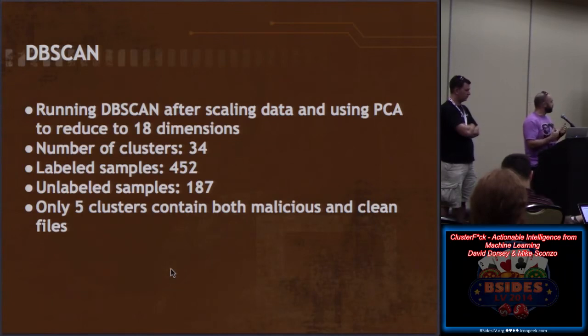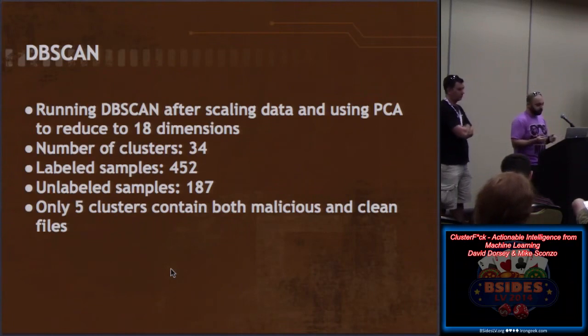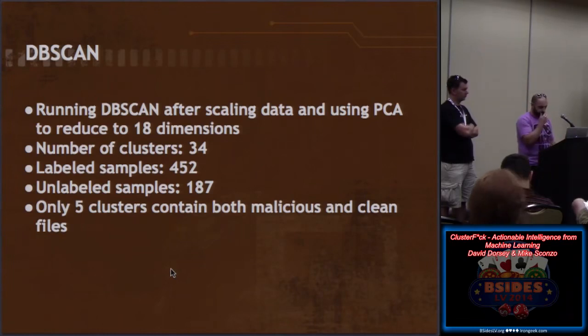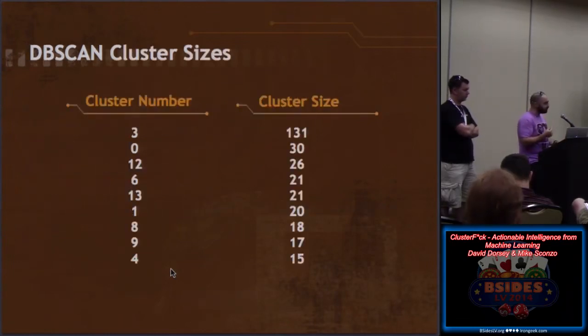So we got 34 clusters, 452 labeled samples, only 187 non-labeled, and then 5 out of the 34 had this mix of both malicious and clean. So you can iterate on this, and you can say there's probably some really nice middle ground if you have that information on what's malicious and what's clean, or what should be grouped together and what shouldn't. But if you don't, it's probably still not a bad grouping. So more clusters, more files labeled, bigger cluster size.